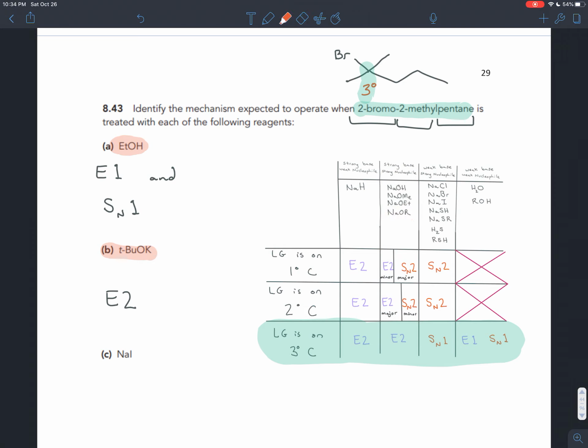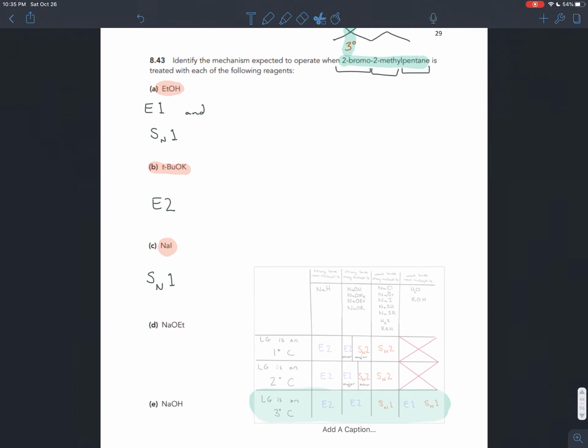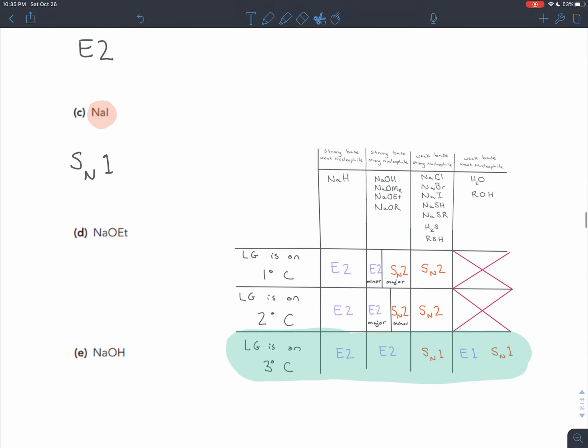Okay. Well, how about the next one? What if we have sodium iodide? Sodium iodide, that is a weak base, strong nucleophile. A weak base and a strong nucleophile, with the leaving group on a tertiary carbon, will only give us the SN1 product. What if we had sodium ethoxide? Sodium ethoxide is a strong base and a strong nucleophile. We could see it right here. And so if the leaving group is on a tertiary carbon, that will give us an E2 mechanism. So the product we get would just be the E2 product.